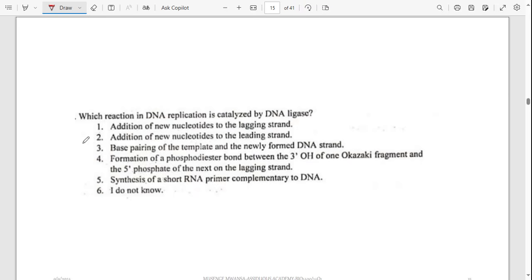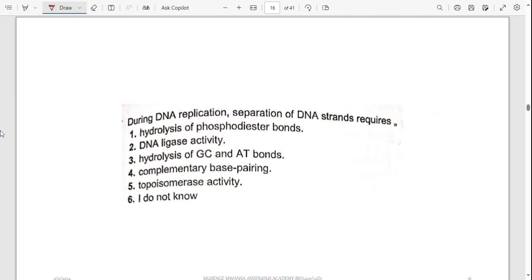Which reaction in DNA replication is catalyzed by DNA ligase? Remember, it is the formation of phosphodiester bonds in the lagging strand. Addition of new nucleotides to the lagging strand? Not really. Base pairing of the template and the newly formed DNA? Not really. Formation of phosphodiester bonds between the 3' hydroxyl of one Okazaki fragment and the 5' phosphate of the next on the lagging strand. This is the thing. Synthesis of the short RNA primer? Not really. So why was the first one wrong? We don't really add nucleotides. We are just forming phosphodiester bonds between nucleotides which are already there.